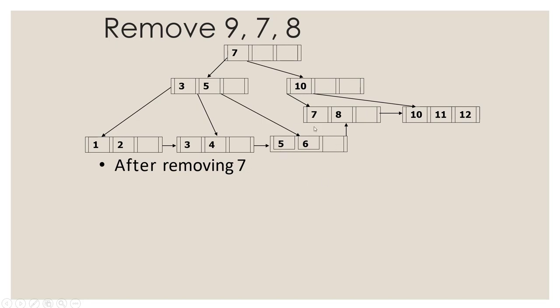I'm not, because they only have 2. If they give 1, they'll only have 1 out of 3. Not a good option. I'm going to go to this one. They actually have 3 values out of 3, so we are able to borrow 1. Okay, so I'm actually going to borrow 10. So this will have 8 and 10, and this will have 11 and 12.